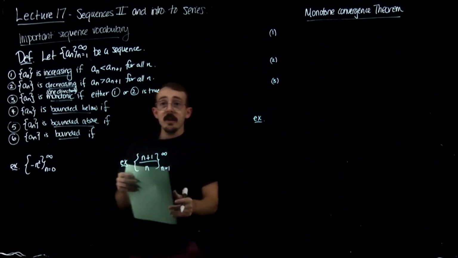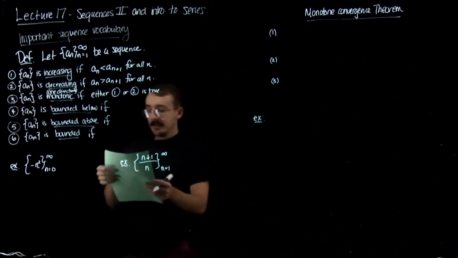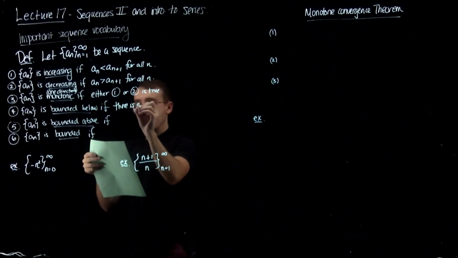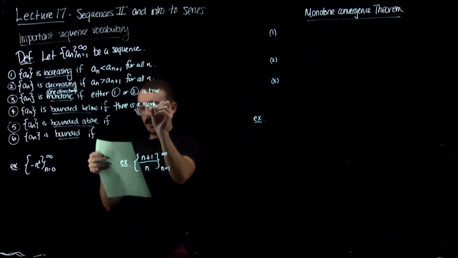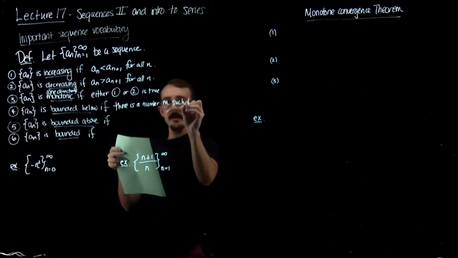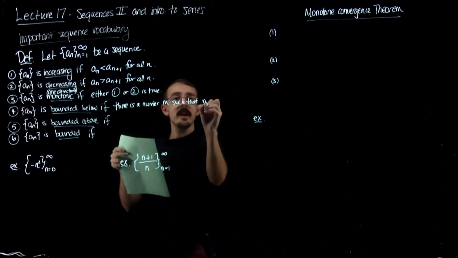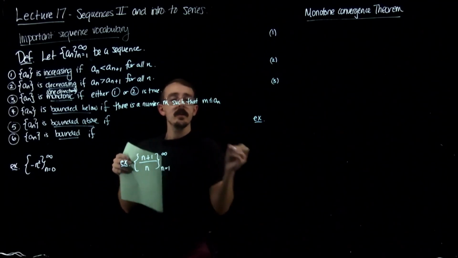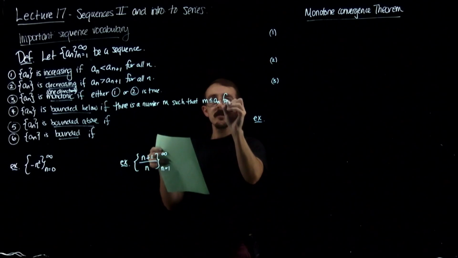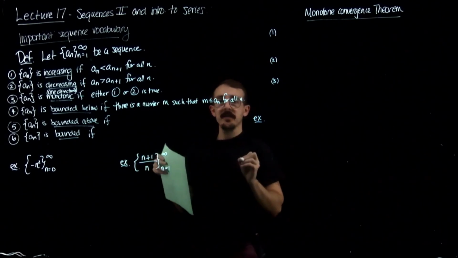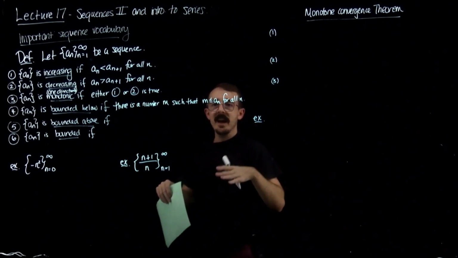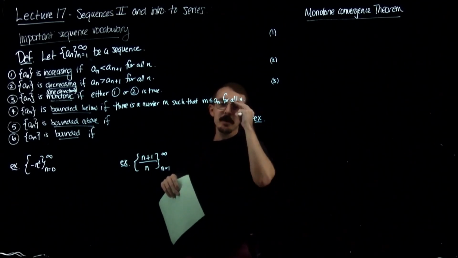To be bounded below, what that means is that there is a number, and we're going to just call it little m, such that little m is less than or equal to all the terms of the sequence for all n. So you can find some number, we'll call it little m, such that it's less than every single term in the sequence.